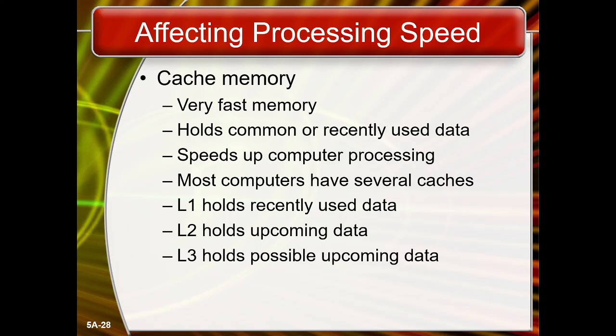Cache memory is very fast memory, holds common or recently used data, and speeds up computer processing. Most computers have several caches. L1 holds recently used data, L2 holds upcoming data, L3 holds possible upcoming data.